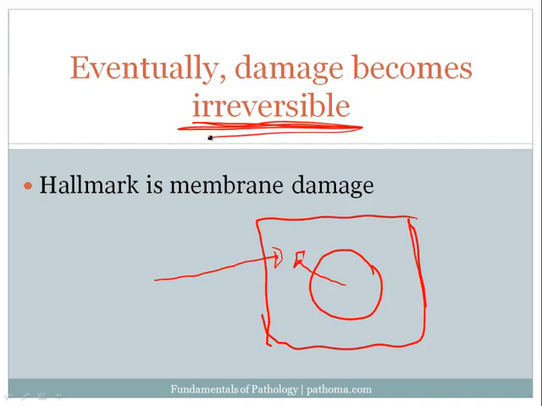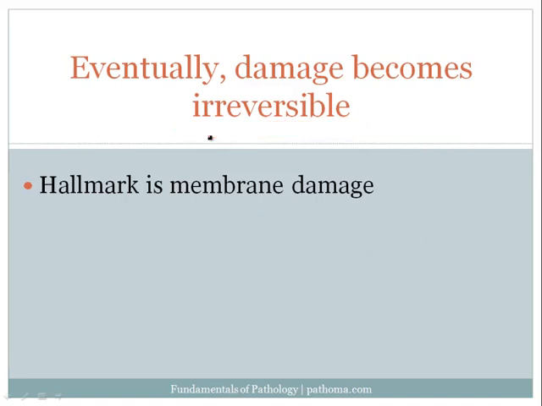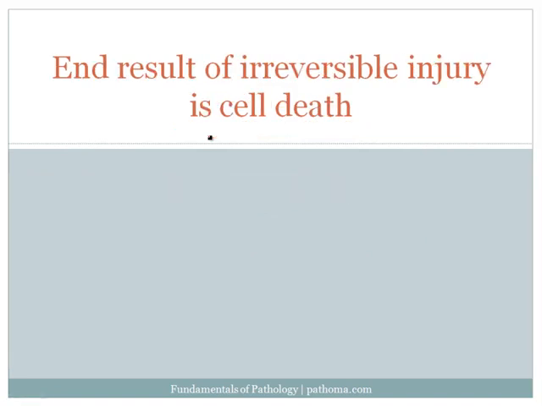So again, these are the high yields, and I don't memorize these things. I'm really actually just sitting here talking off the top of my head. I don't have any notes in front of me. And the reason I can talk off the top of my head is because it makes sense, if you just remember membrane damage being the key hallmark of irreversible injury. Okay, the end result of irreversible injury is cell death.